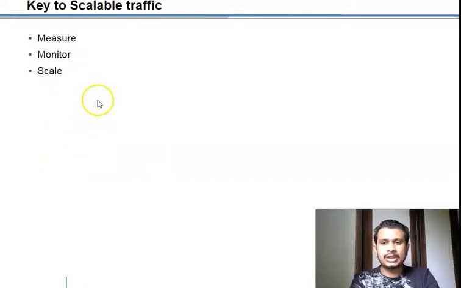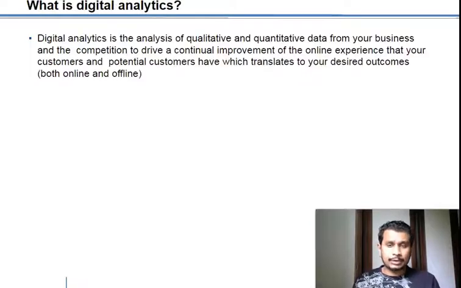Now first we will see how to scale traffic. There is lots of traffic on a website, so how do you measure that? First we see that, then you monitor which channel they are coming from, what they are doing, everything, and then we will decide how to scale them. So you're getting 5,000 traffic per month, then how to scale up to 10% more or 20% more. So that is the key takeaway for this.